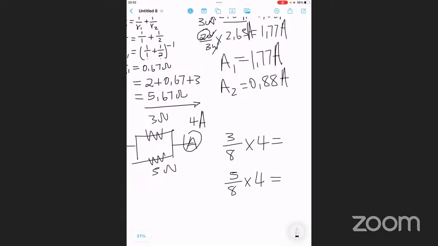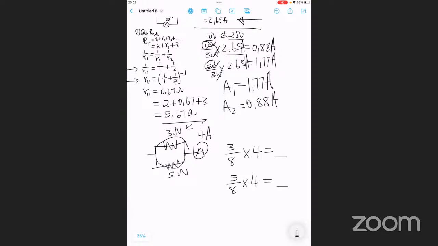Then from these two answers, the bigger one is flowing through this side because there is little resistance. And then the smaller value flows through that side. Why? Because there is more resistance on that side. Yeah, that's what I actually did there with those decimals.